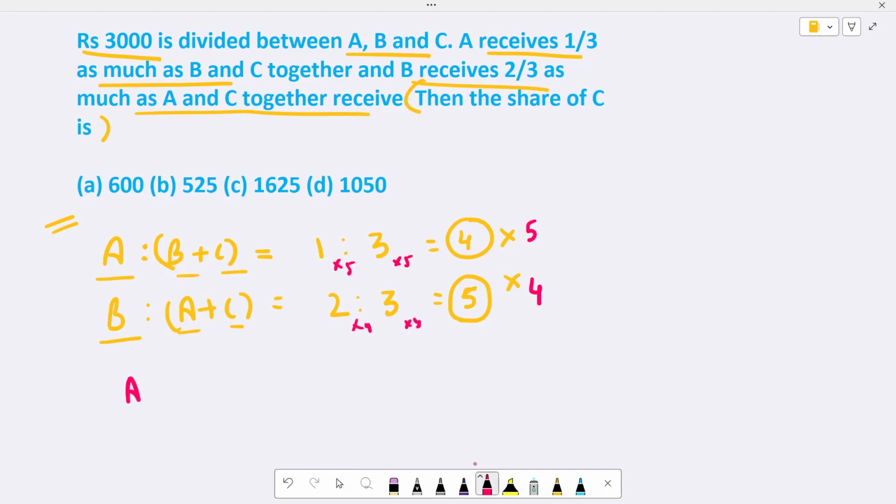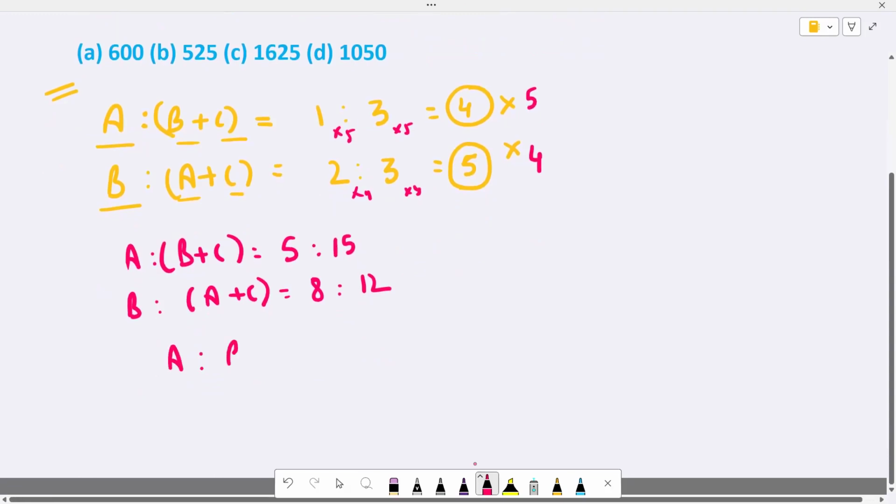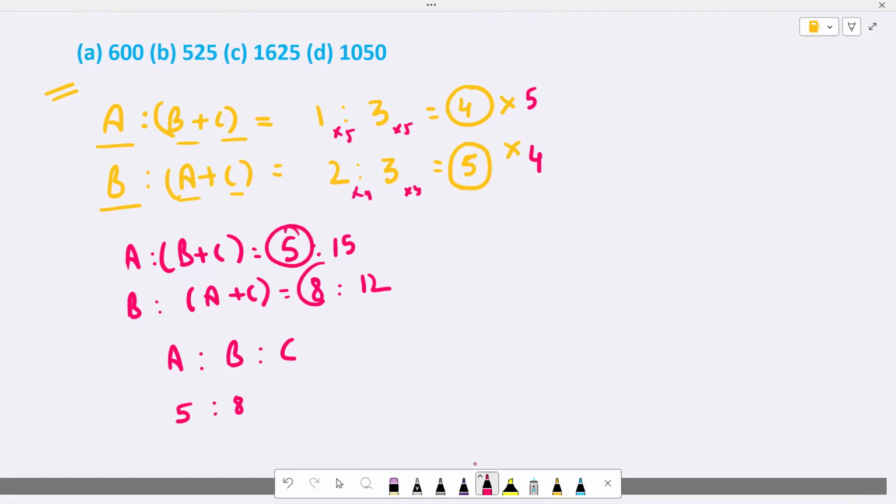And after multiplying, we get here A ratio B plus C gives us 5 ratio 15. Here B ratio A plus C gives us, we have to multiply by 4 there, so it will give us 8 and then 12. Again, the sum will be 20 only. Now if we write the ratios, A ratio B ratio C, A ratio B will be 5:8. On adding these, we get 13 and the total is equal to 20, right? So we'll just subtract 13 from 20 and we'll get 7 here. So C is equal to 7.